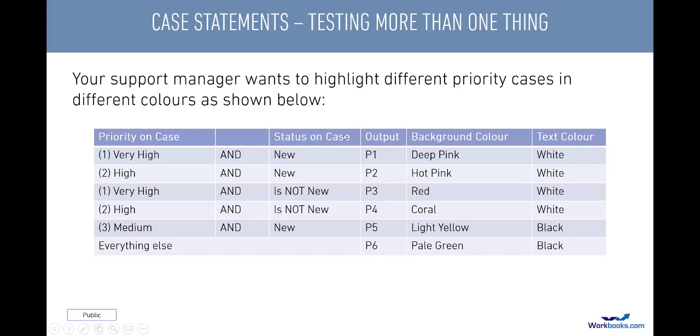For example, P1, he wants to have a background colour of deep pink with white writing, whereas a bit lower down, if something is P4, he wants the background colour to be a coral colour with white writing, and this final row, for example P6, a pale green background colour with black writing on it. Let's go into Workbooks to do that.